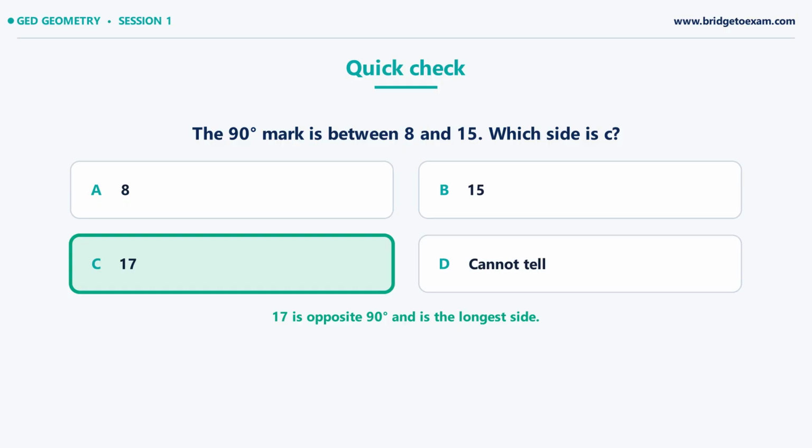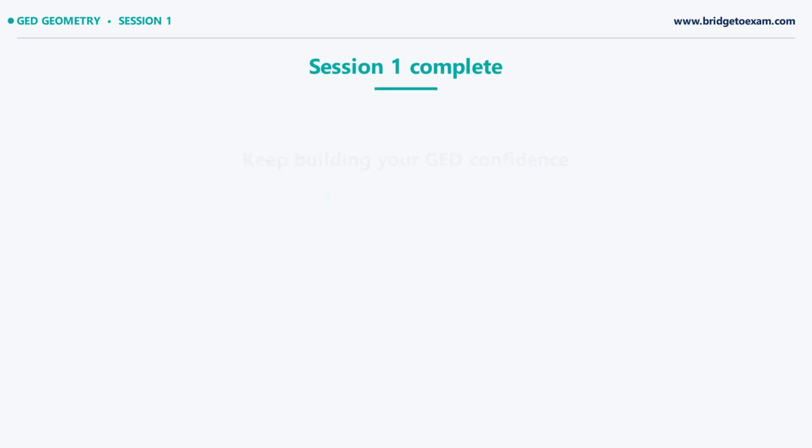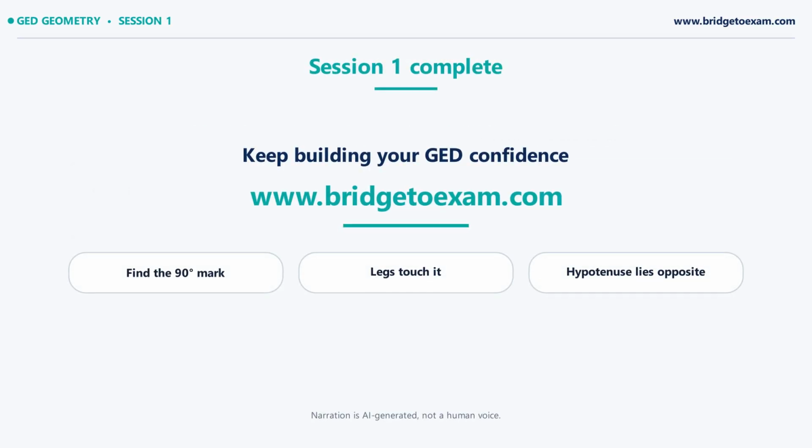Your final check is simple. The hypotenuse must be the longest side. You can now identify both legs and the hypotenuse in any orientation. In Session 2, we connect those three sides with the Pythagorean Theorem.